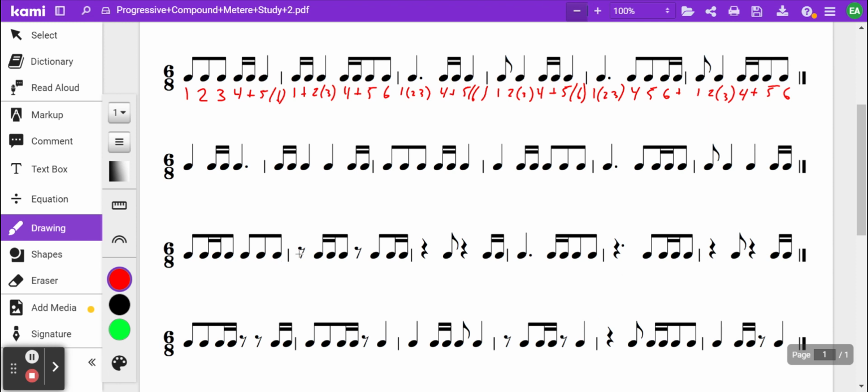So an 8th rest would be a 1-beat rest. A quarter rest would be a 2-beat rest, and a dotted quarter rest would be a 3-beat rest, right? They all correspond with notes. So this 8th rest would correspond with this 8th note, quarter rest with a quarter note, dotted quarter rest with a dotted quarter note, okay?